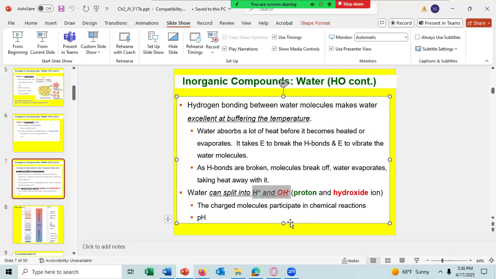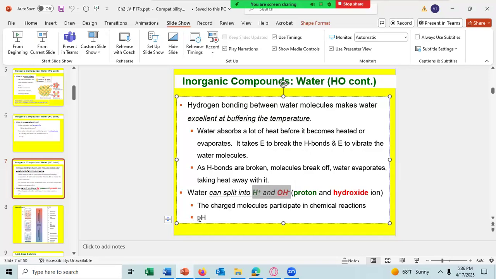Water breaking into H plus and OH minus ions is important because the charged molecules can participate in chemical reactions, and that too gives water some of its properties. Actually, the hydrogen ions in the water give the water its pH.